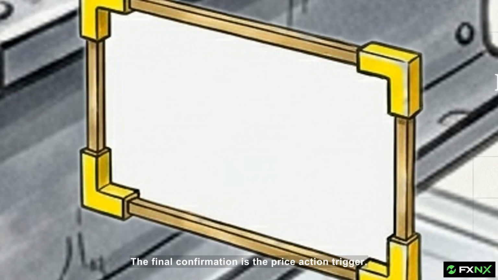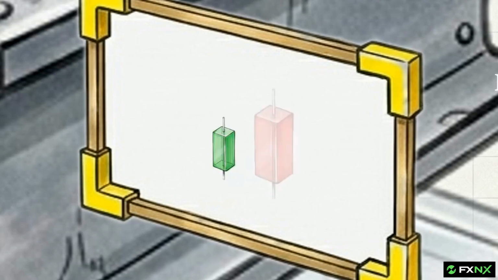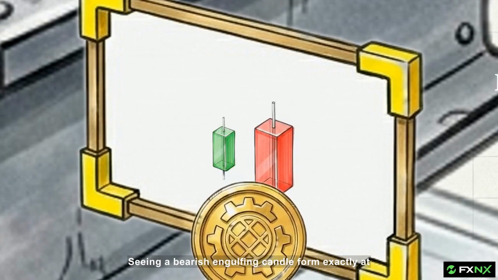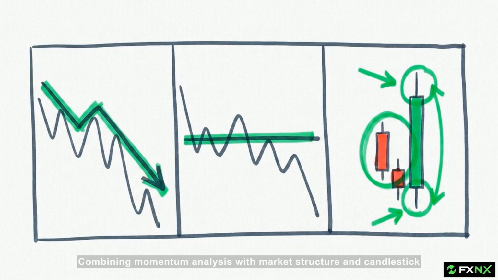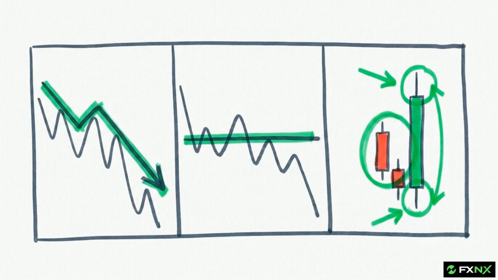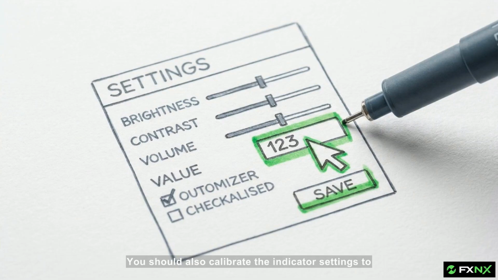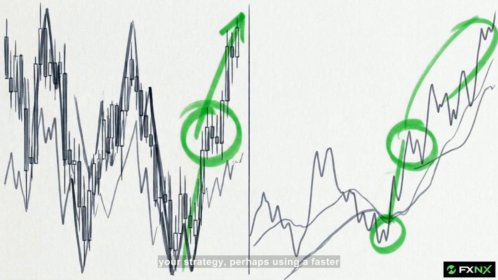The final confirmation is the price action trigger. Seeing a bearish engulfing candle form exactly at this intersection provides the signal that sellers have taken control. Combining momentum analysis with market structure and candlestick patterns allows you to identify precise windows where multiple factors confirm the same direction. You should also calibrate the indicator settings to your strategy, perhaps using a faster 5-3-3 setting for day trading or a slower 21-5-5 setting to filter noise on daily charts.